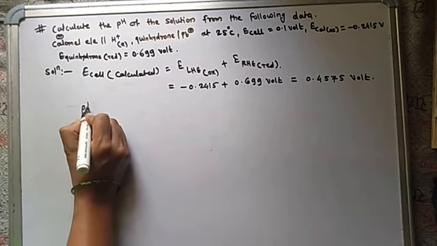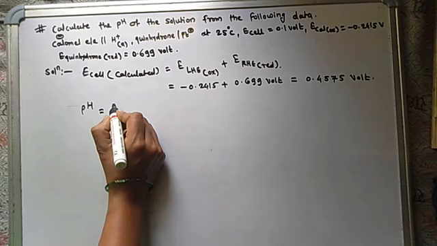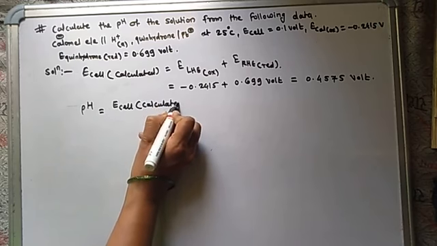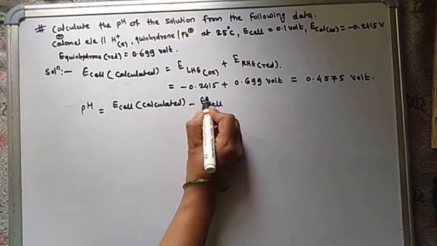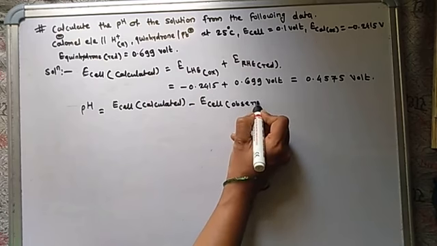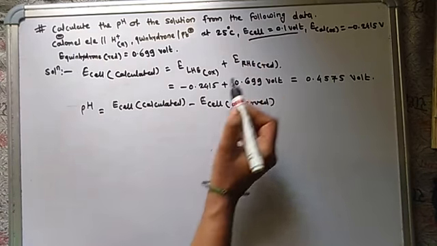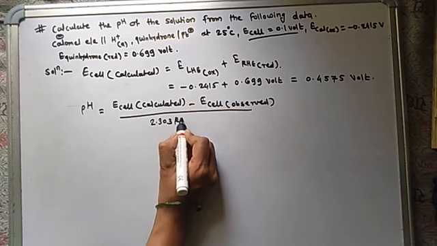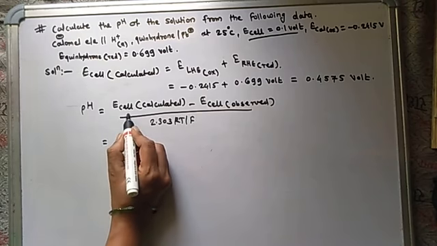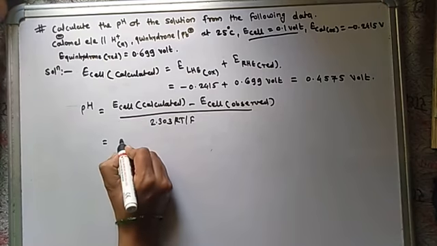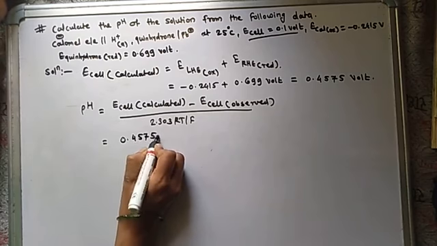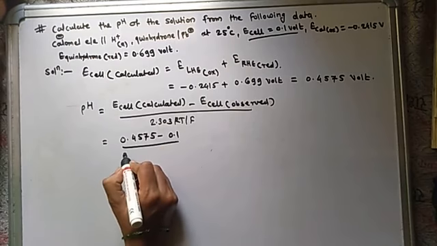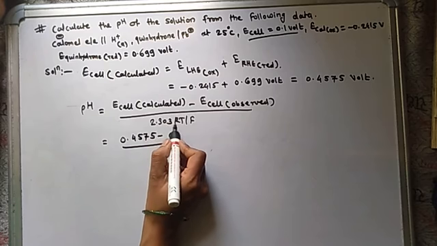Using this calculated EMF of the cell, we can find the pH of this solution with the formula: pH equals E cell calculated minus E cell observed, which is given as 0.1 volt, divided by 2.303 RT upon F. The calculated E cell is 0.4575, minus the observed E cell of 0.1 volt, divided by 2.303 RT upon F.